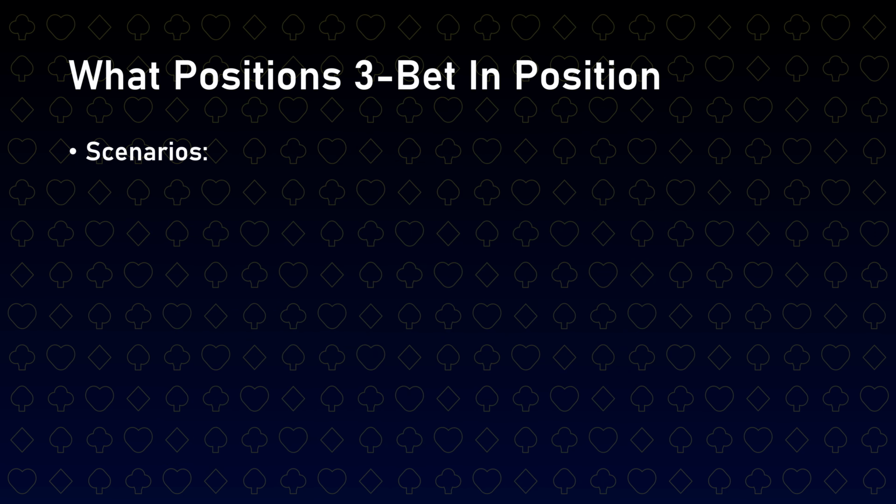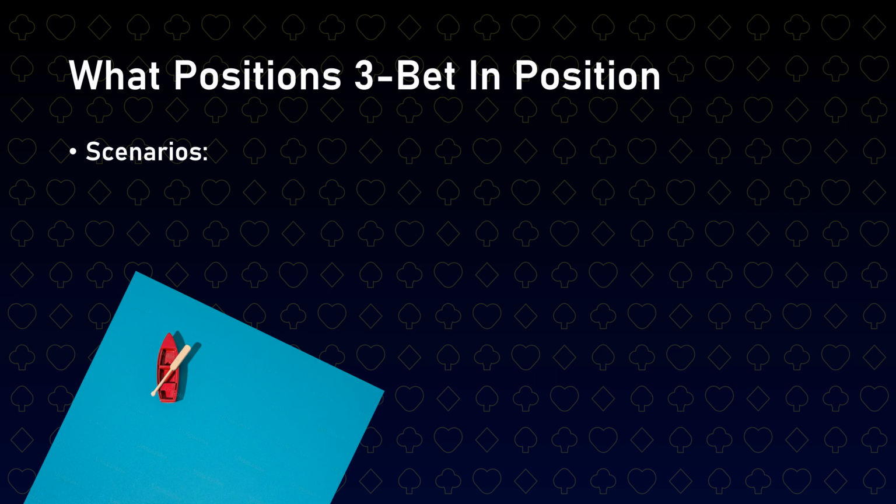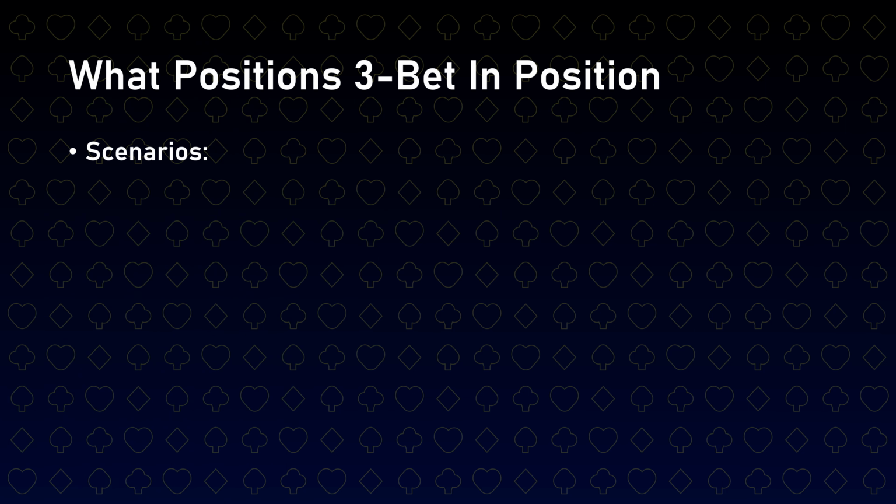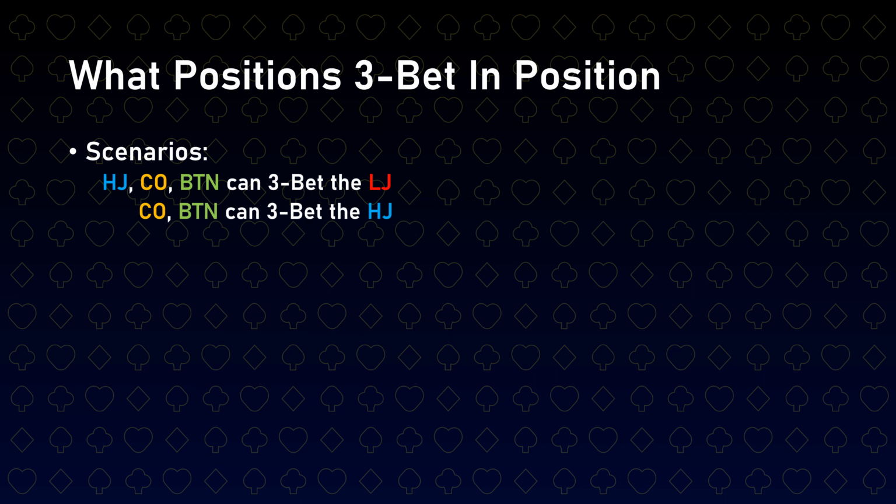In a 6-max poker game, certain positions have the advantage of executing in-position 3-bets. Let's take a closer look. The hijack, cutoff, and button positions have the opportunity to 3-bet the LoJack while maintaining their advantageous in-position status. The cutoff and button positions can also 3-bet the hijack, capitalizing on their positional advantage. Furthermore, the button position can 3-bet the cutoff, preserving their positional dominance.